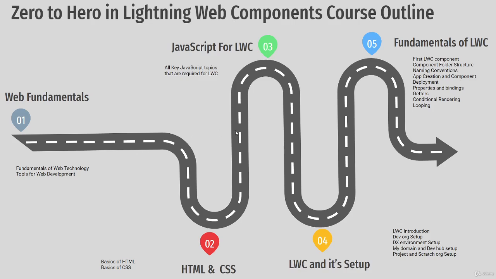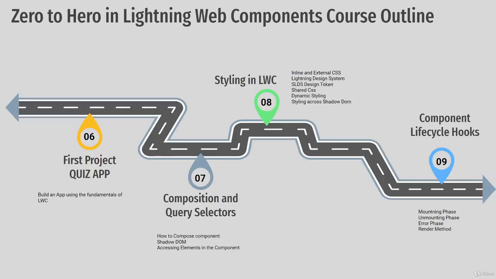After that, we will move to the fundamentals of LWC. Under this section, we'll talk about how to create the first component, what is the folder structure of the component, what are the naming conventions we need to follow for creating the component, how the app creation works, how the component deployment works, what are the properties, what are the bindings, what are getters, how to render conditionally, how the loops work in LWC. After that, we'll move to the first project. Whatever we learned in the previous section, we'll utilize that knowledge to build this project.